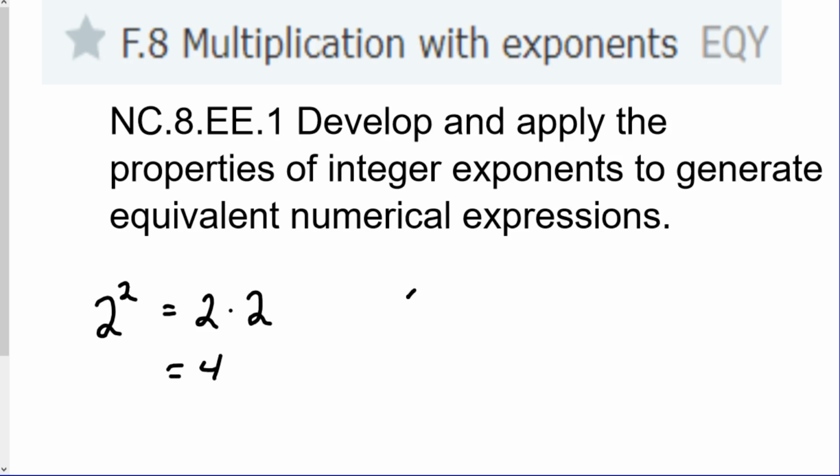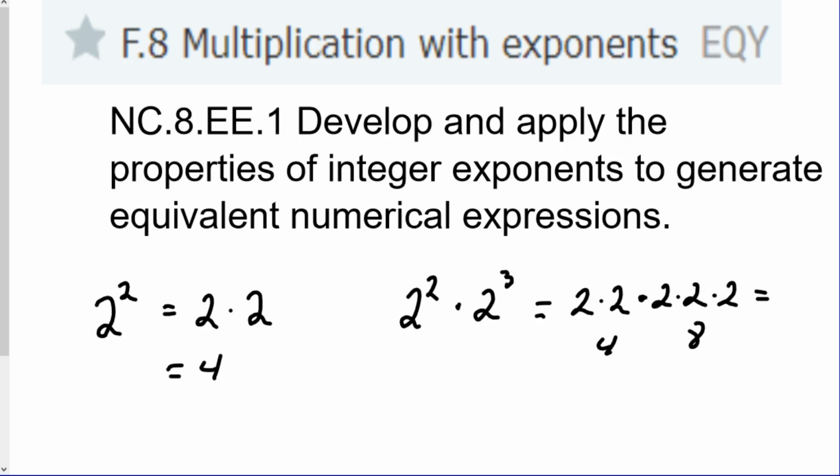Well, what about if you have the expression 2 squared times 2 to the third? There are a couple ways you can do this. You could work out each section. So you could do 2 times 2, which is going to be 4, and then multiply that by 2 times itself 3 times. So 2 times 2 times 2. We know that 2 times 2 is 4, and 2 times 2 times 2 is 8. 4 times 8 is 32.